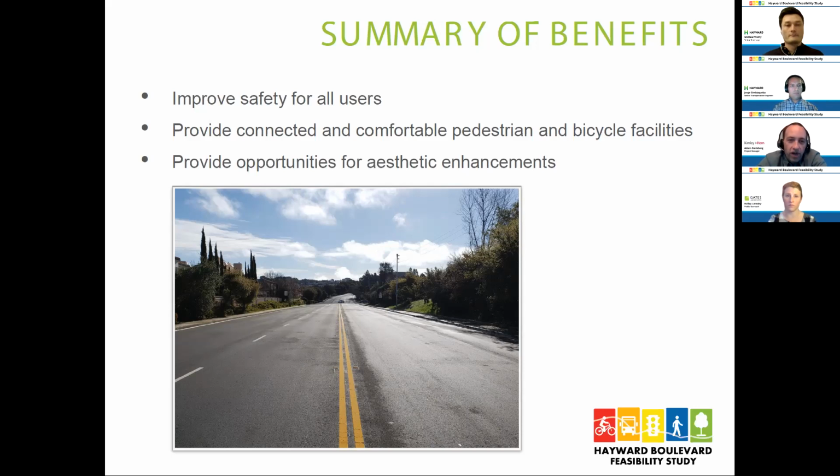And it also does provide opportunities for aesthetic enhancements through additional landscaping and pavement treatments at the various intersections and along the segments as we create room for medians and landscape strips.